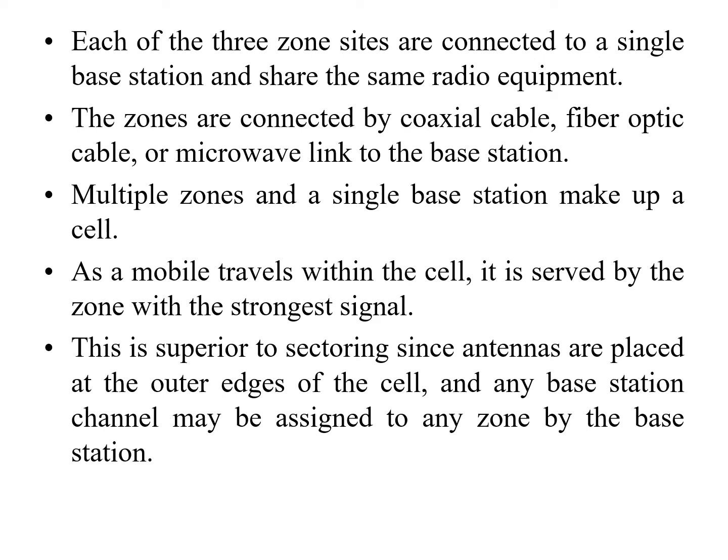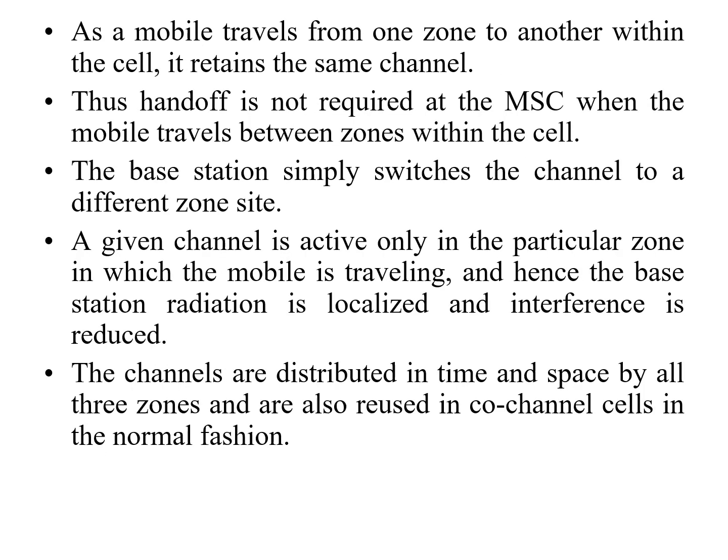As a mobile travels within the cell, it is served by the zone with the strongest signal. This is superior to sectoring since antennas are placed at the outer edges of the cell and any base station channel can be assigned to any zone by the base station. As a mobile travels from one zone to another within the cell, it retains the same channel. A handoff is not required at the MSC when the mobile travels between zones within the cell. The base station simply switches the channel to a different zone site.